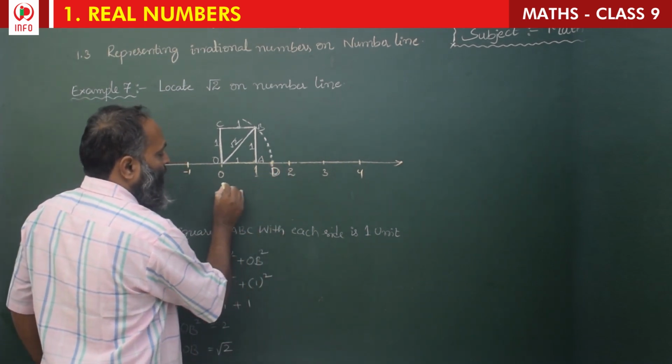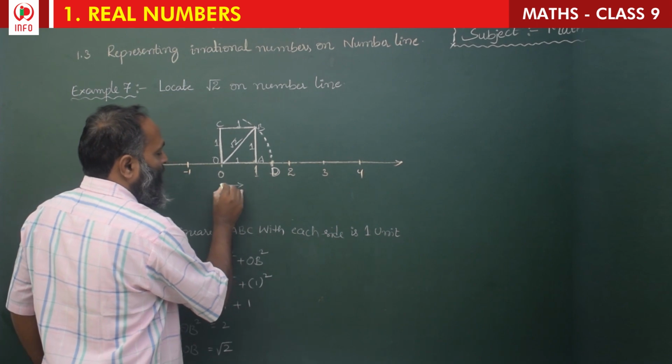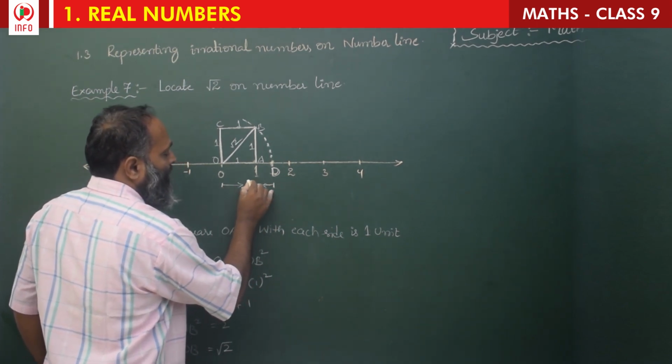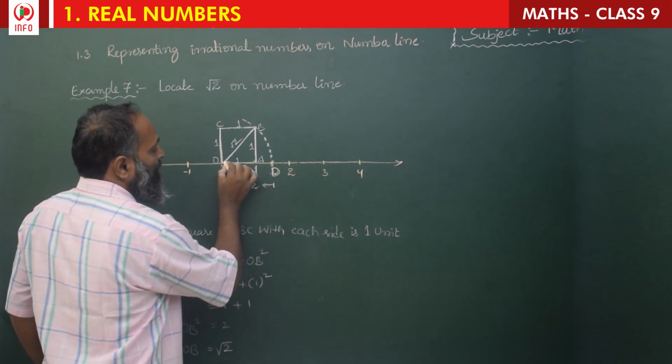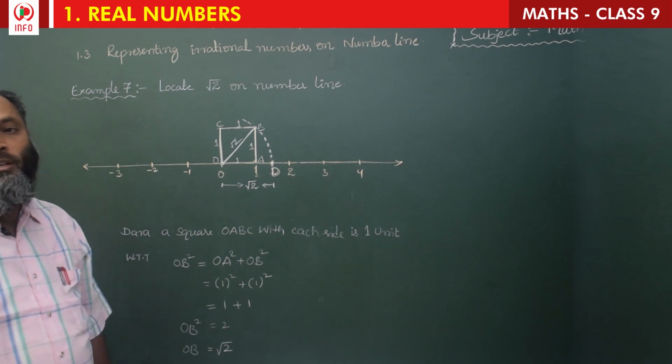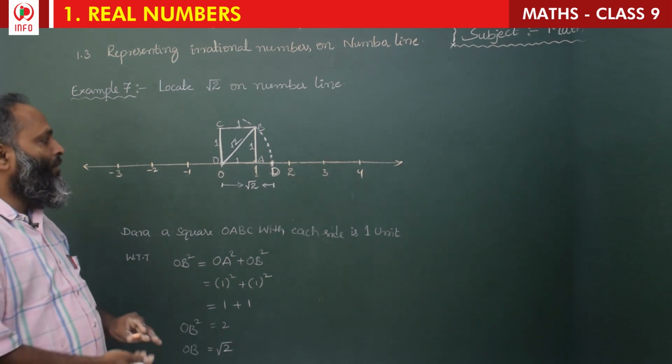So from O to D, the length is root 2. So O to D, the total length is root 2 units.